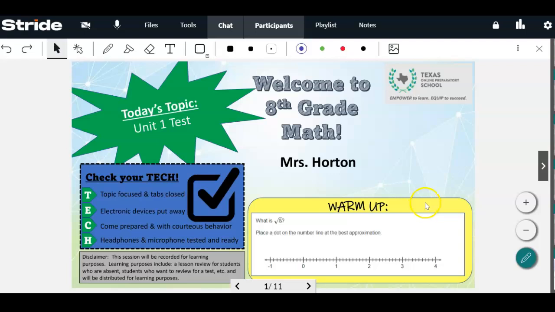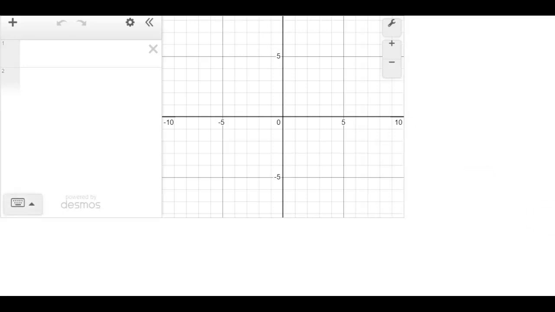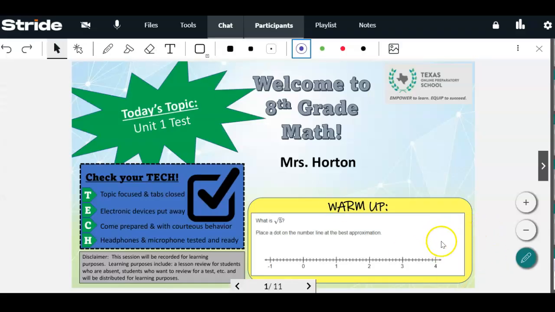All right, so this lesson is to review the Unit 1 test. Make sure you are ready to take that. So we're going to start with a warm-up. Let me jump over here and open up my calculator so we're ready for that as well. All right, so we've got a warm-up. Let's look at that because we're going to use a calculator for that.